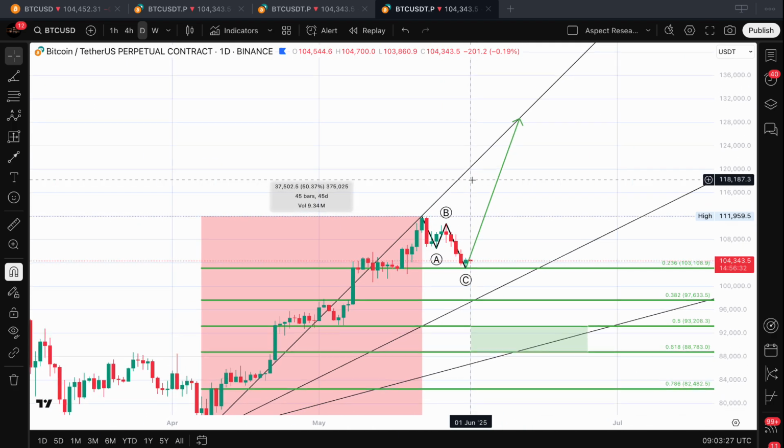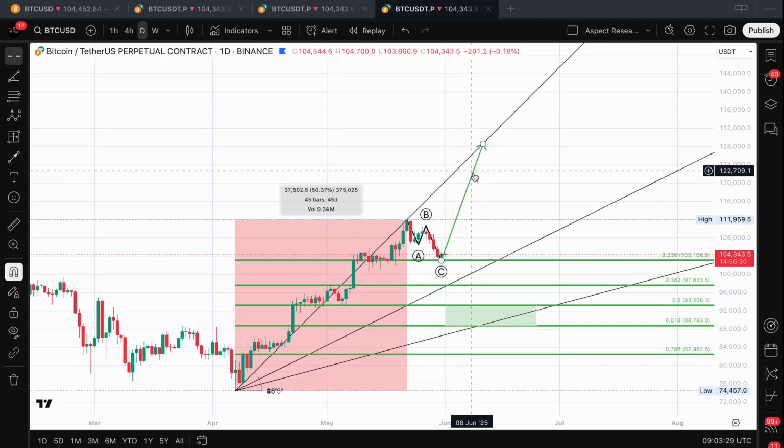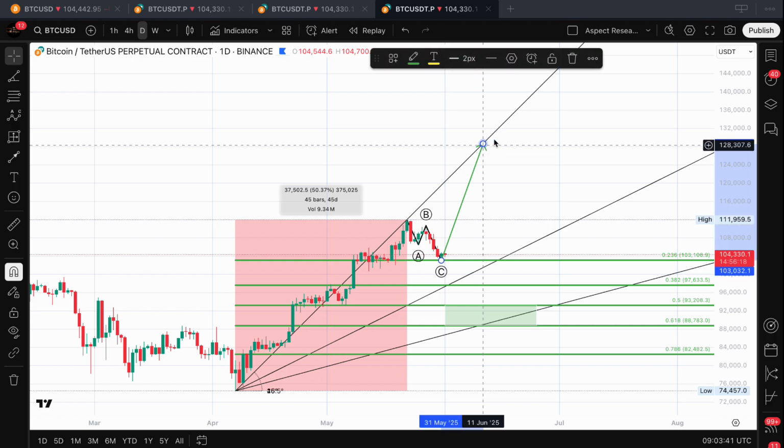So this is how to combine trend angles and the square chart with Fibonacci levels and Elliott waves to find high probability setups. I hope you've enjoyed and found it useful.